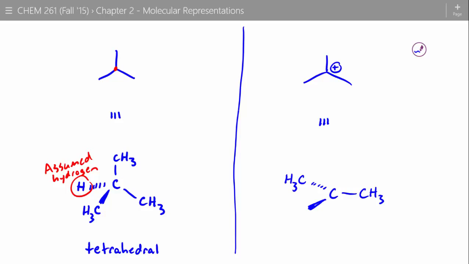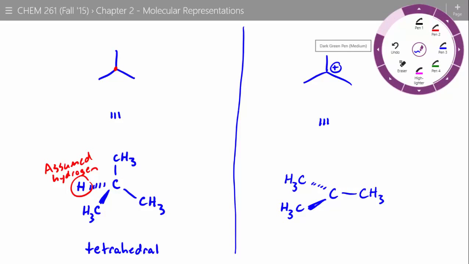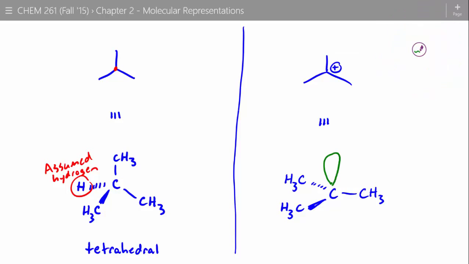But what's happening is, if we're imagining viewing this on its side, so it's laying down like a pancake, we've got this empty p orbital sticking straight up and down. And this p orbital is vacant of electrons. So the one on the right is actually trigonal planar. And we call this a carbocation.